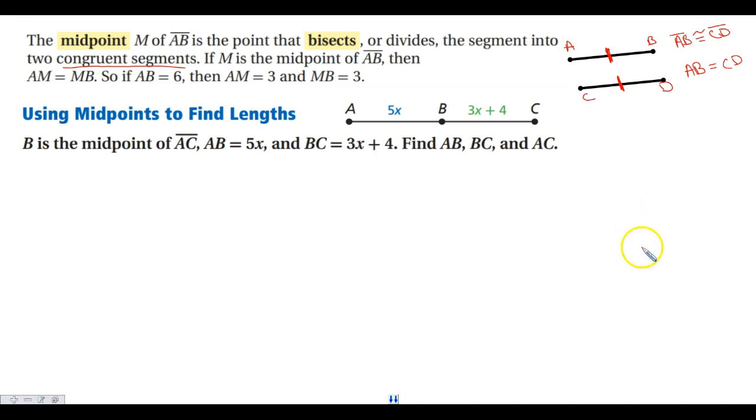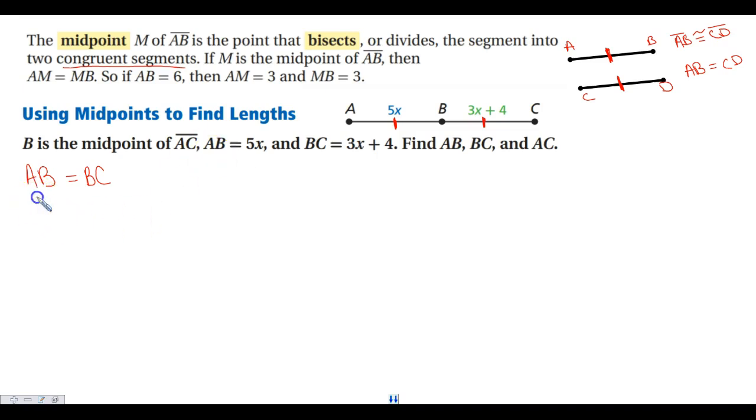Okay, so let's look at our example here. It says B is the midpoint of AC. So if B is the midpoint of AC, that means that this segment is congruent to this segment, or that they have the same length. Okay? So when I have a midpoint, I know that these two lengths are equal. So that I know that means that the length of segment AB is equal to the length of segment BC. Okay, those two pieces are equal.